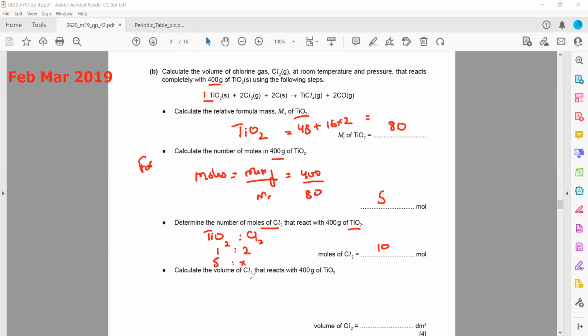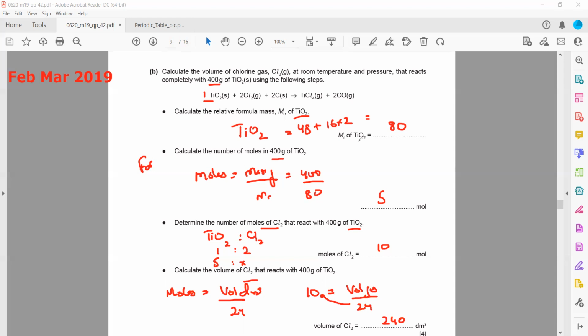The last part, we have to calculate the volume. So how to work out the volume from the moles, because we got the moles of chlorine. The formula: moles equal volume of the gas in decimeter cube divided by 24. The moles are 10. The volume of the gas we don't know, divided by 24. So if 24 is divided on one side, on the other side it will be multiplied. So 10 multiplied by 24 equals 240 decimeter cube or dm cube of chlorine.